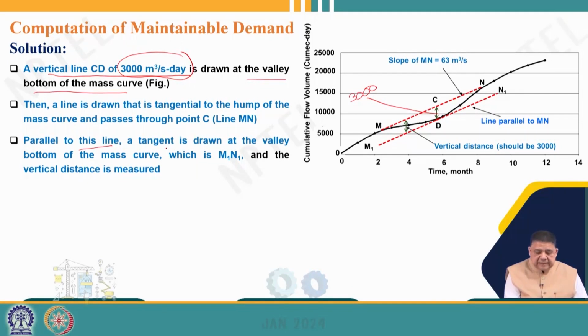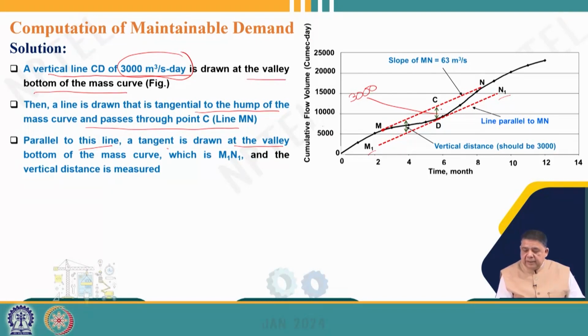Parallel to this line, a tangent is drawn. So the line is drawn tangential to the hump of the mass curve and passes through point B. Starting from here, we draw a line tangential to this point M, and that crosses through point B. Then parallel to this line, in a similar way we draw the line M1 N1, and anywhere you measure, this gap should be 3000 cubic meter day.